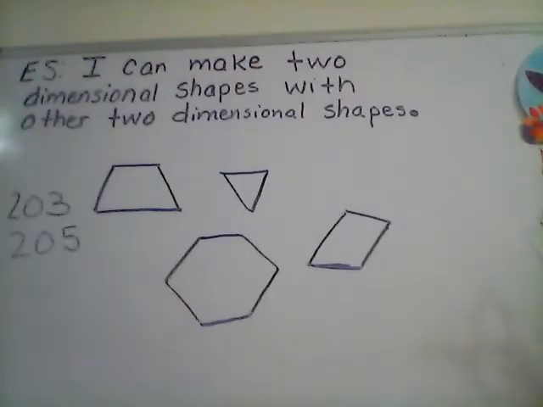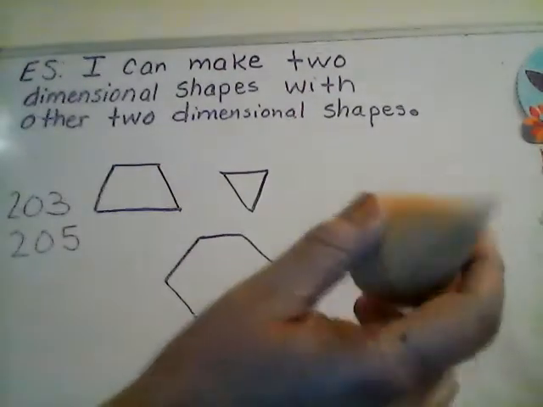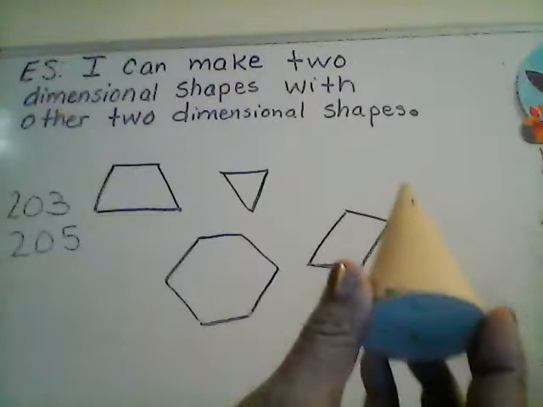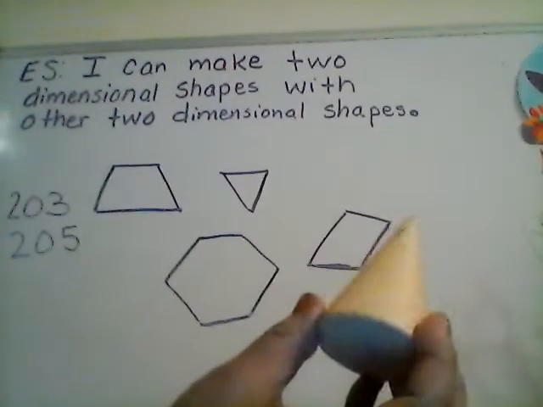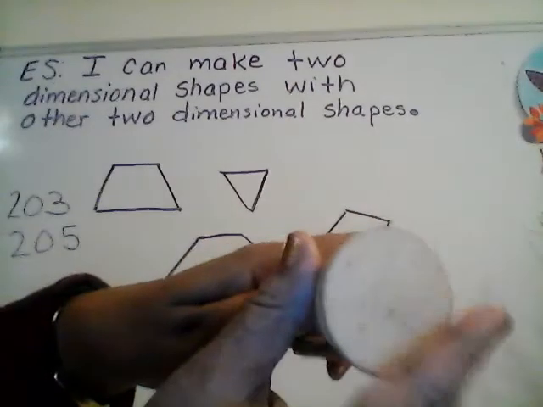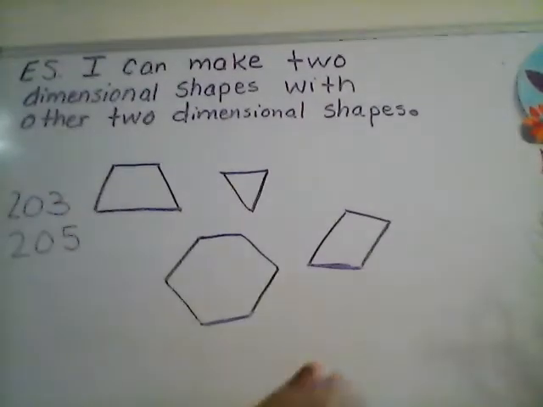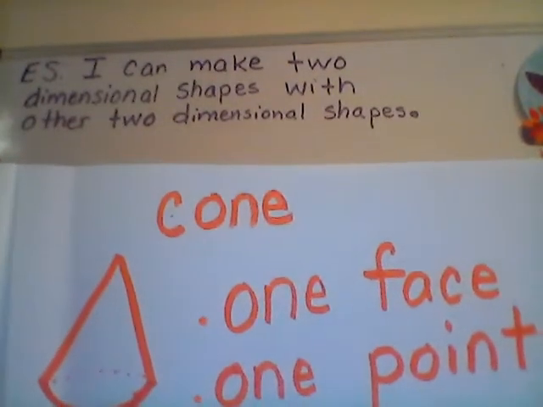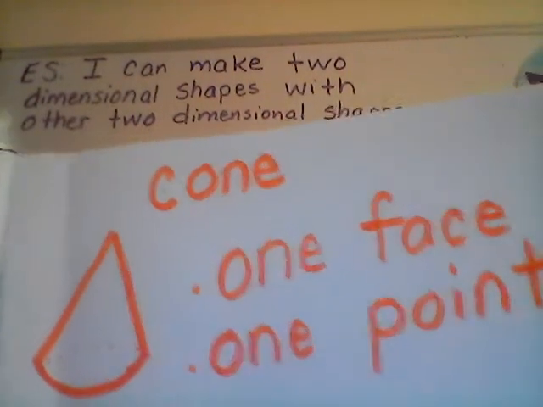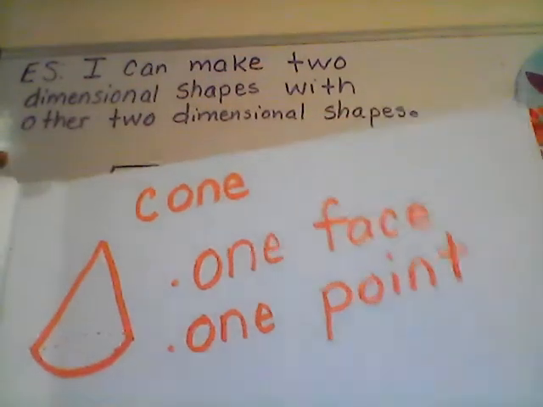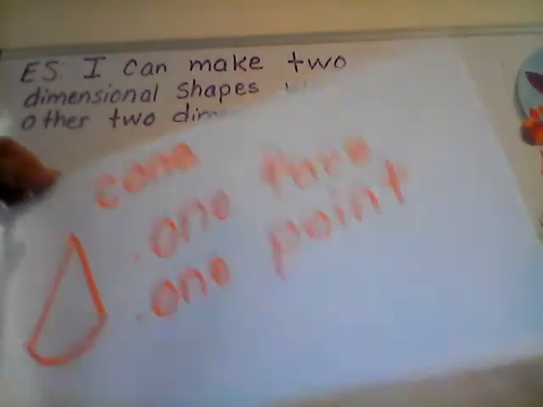Another shape that's three-dimensional that we talked about yesterday is this shape. What is this called? This is a cone, that's right. A cone has one point and one face. Those are the attributes of a cone. One point and one face. And we talked about some things that have that shape, like an ice cream cone or a party hat. We looked at pictures of that.